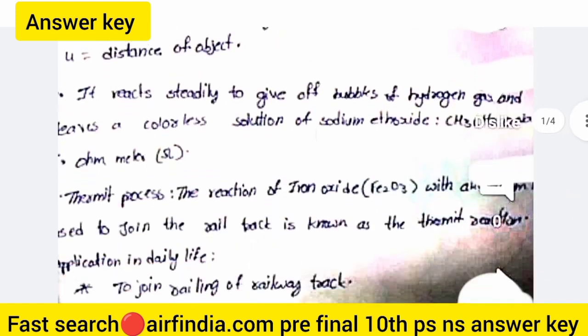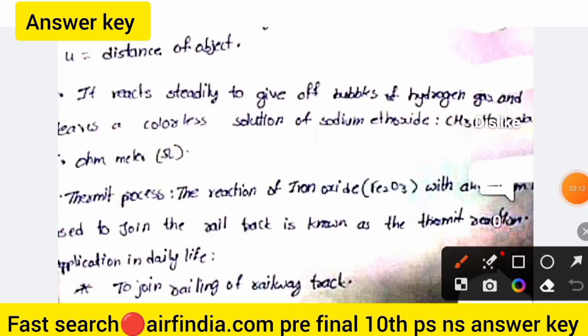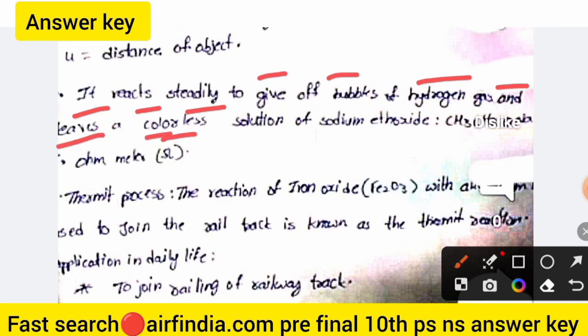And the next is: sodium reacts steadily to give off bubbles of hydrogen gas and leaves a colorless solution of sodium chloride.